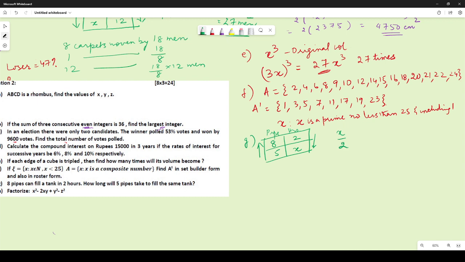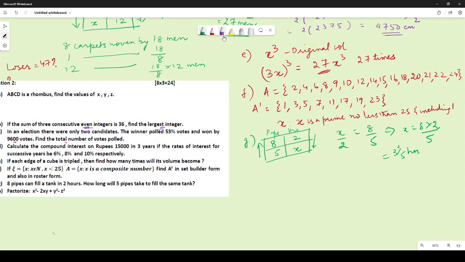x by 2 is equal to 8 by 5. This implies x is equal to 8 into 2 by 5. That makes it 16 by 5 hours, or 3.2 hours, or 3 hours 12 minutes. That should be your answer.